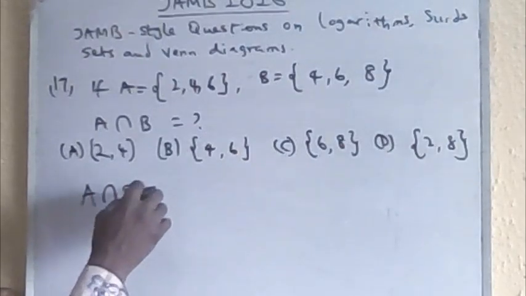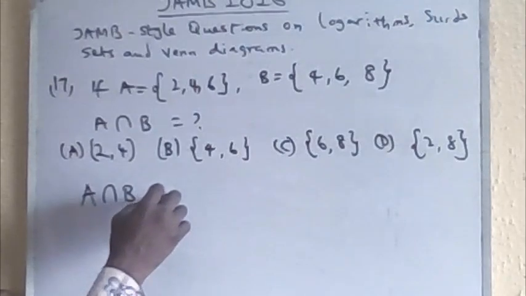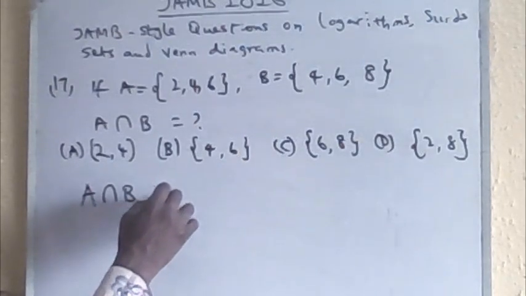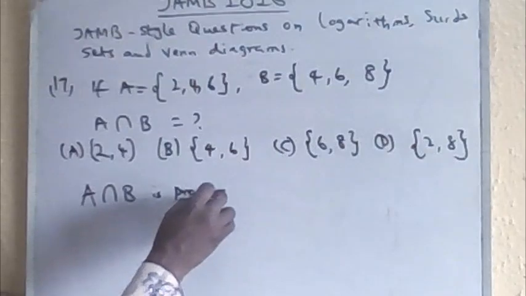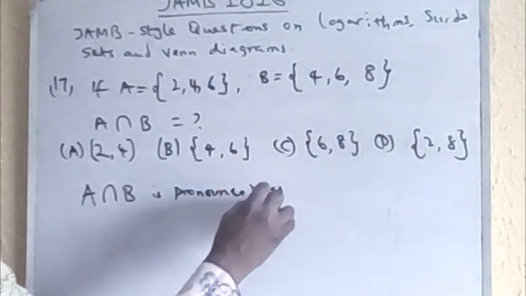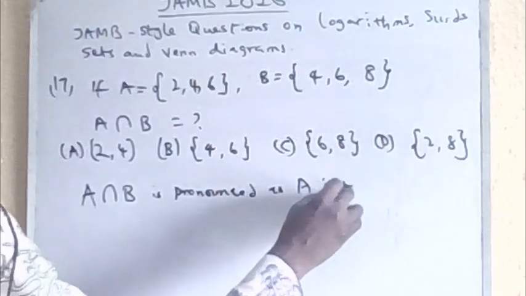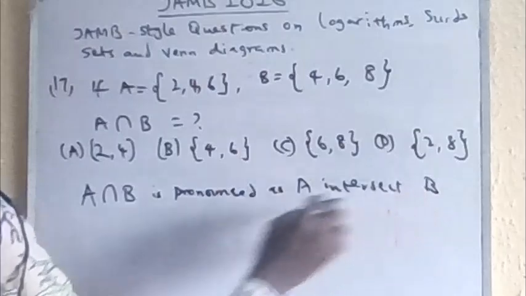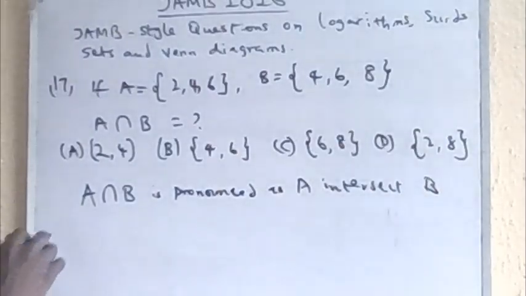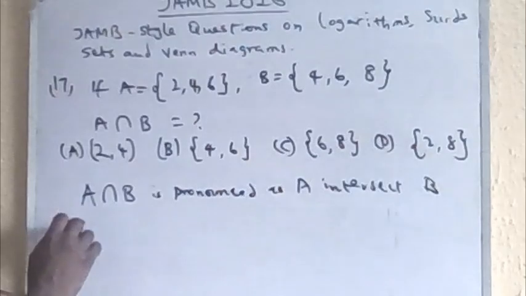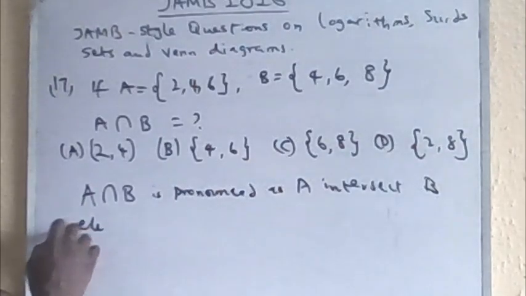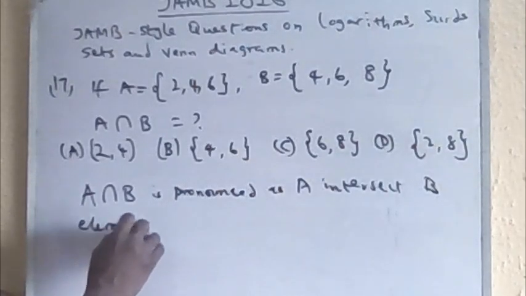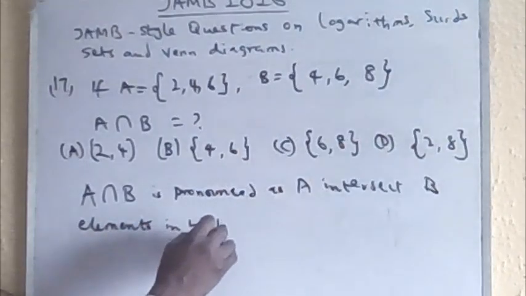So A intersect B is pronounced, let me put it in writing, as A intersects B, right? And it is defined as a list of elements in both sets. So I'll mention them once.